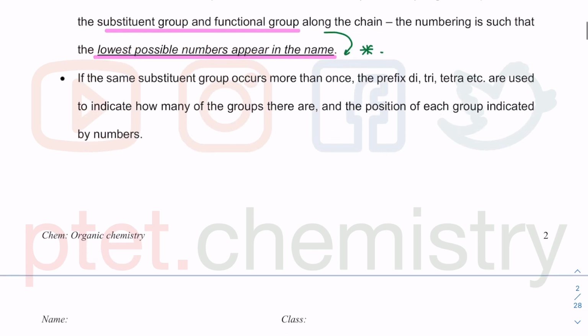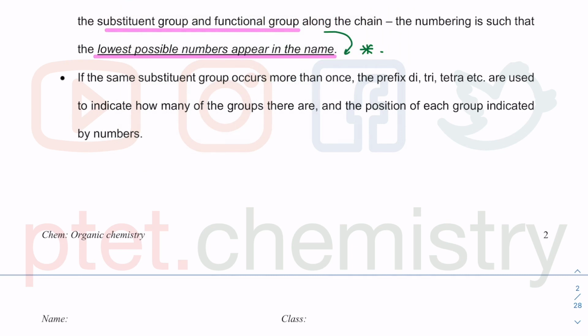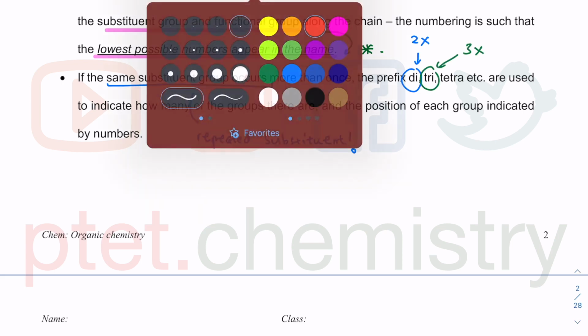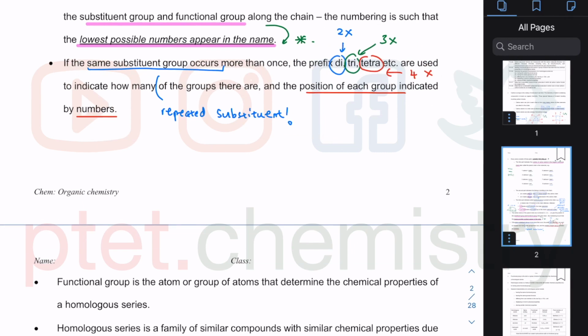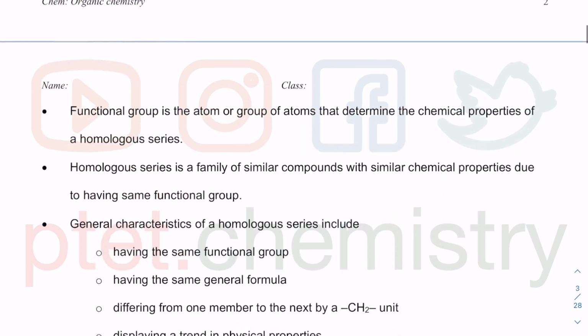We have the next bit, which is basically if you have more of the same substituent group. If it's the same substituent group, this means repeated substituent, so they are the same group. So di refers to 2 times. How about tri? Tri refers to 3 times. Last but not least, tetra, let me just circle that properly. Tetra refers to 4 times of the same repeated groups, and then you must put in the positions indicated by numbers. So let me give you a couple examples. Maybe we'll give you the example later on actually.